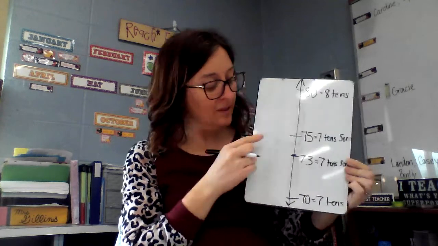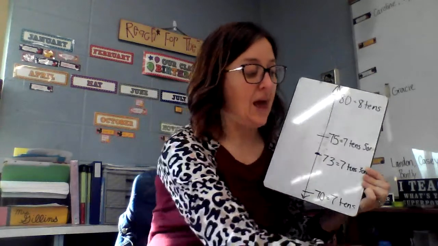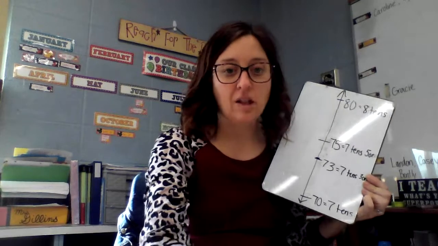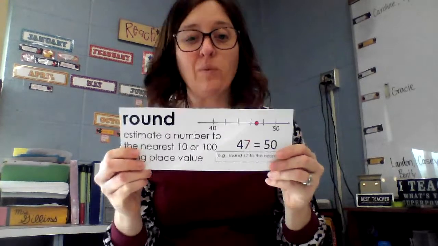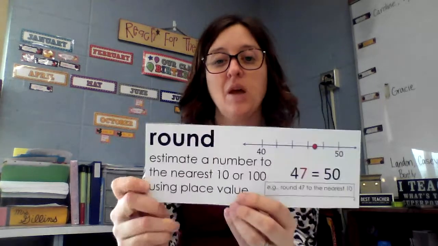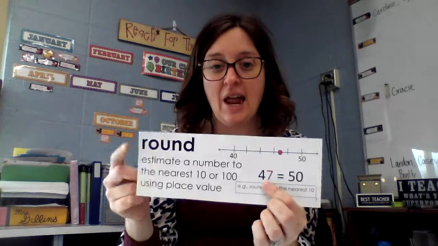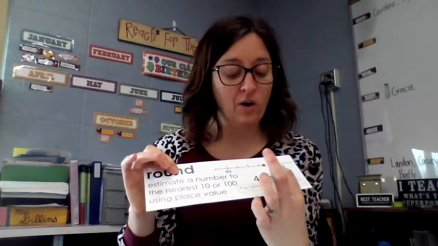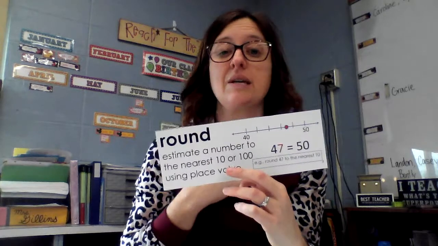So now that we know where 73 is, we can start to talk about rounding that number. I have said this a lot this morning, but the question is, what does it mean to round? So when I say that we're going to round, what that means is we're going to estimate a number to the nearest 10 or 100 using place value. So if you look, I'm going to take a number, say 47, and I'm going to take it and either make it 40 or 50, depending on what it's closest to. I'm going to round it to the nearest 10.